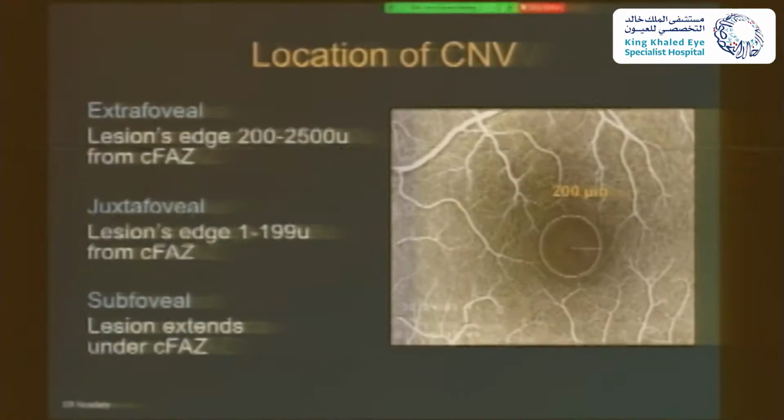And a subfoveal CNV is when part of the CNV is under the smack center of the fovea. So if you have a CNV that is like this, okay, but in which the edge is down here, that's called what?